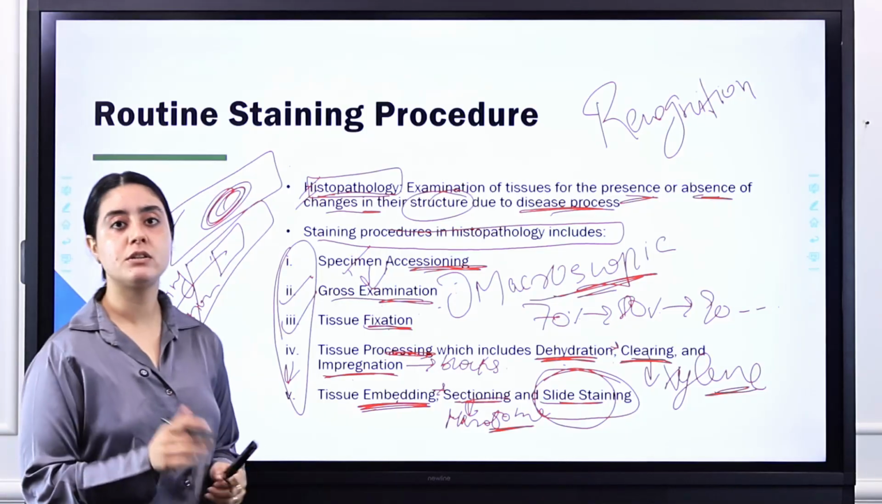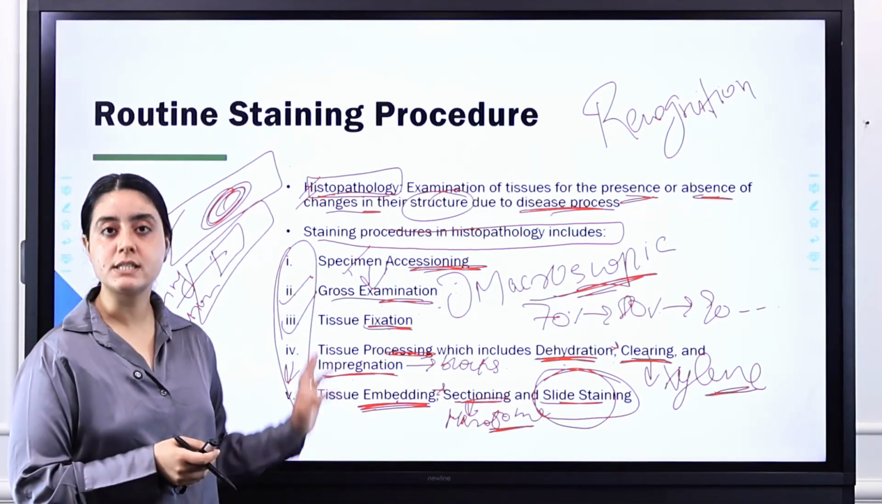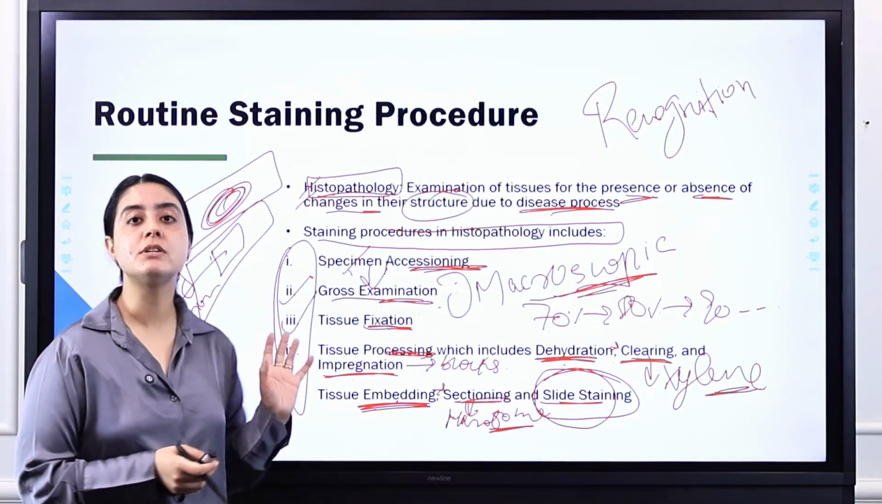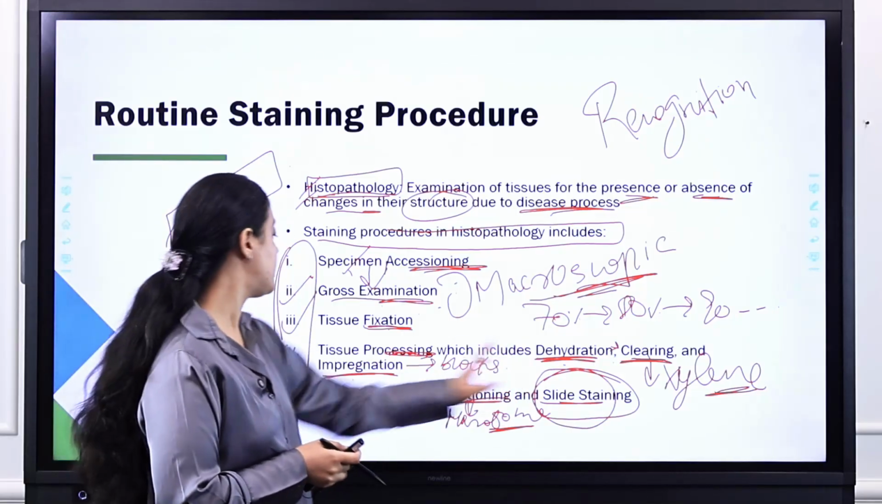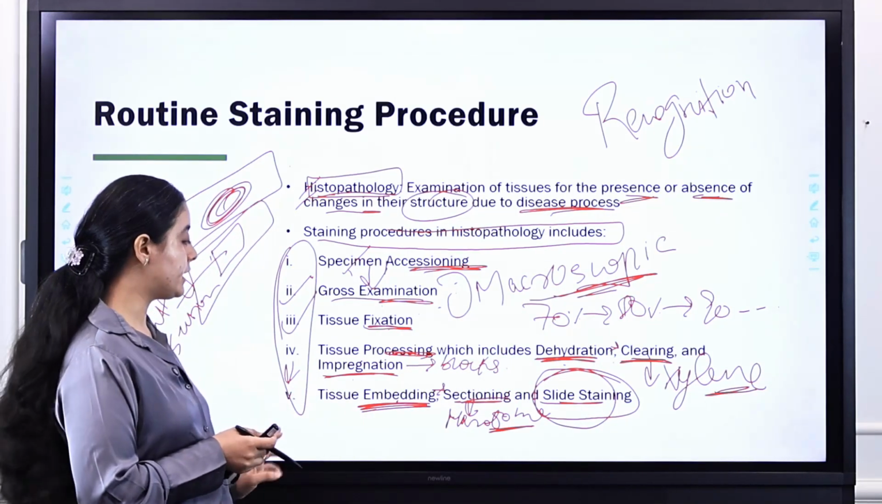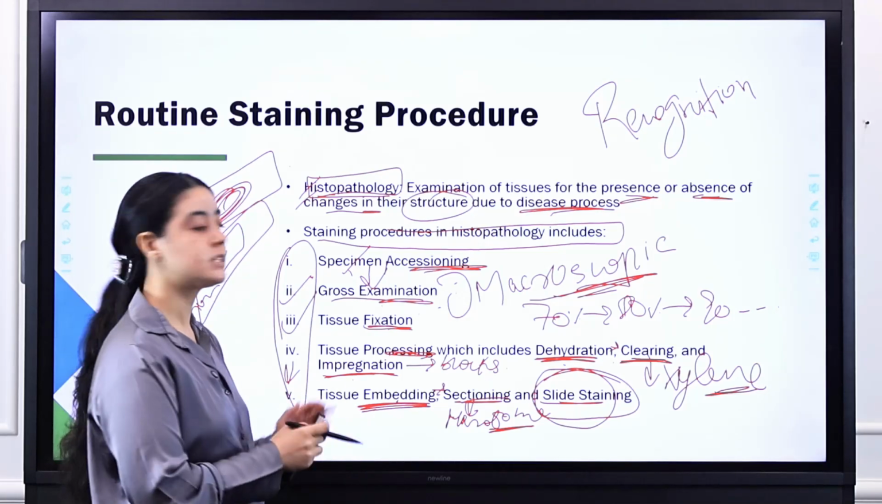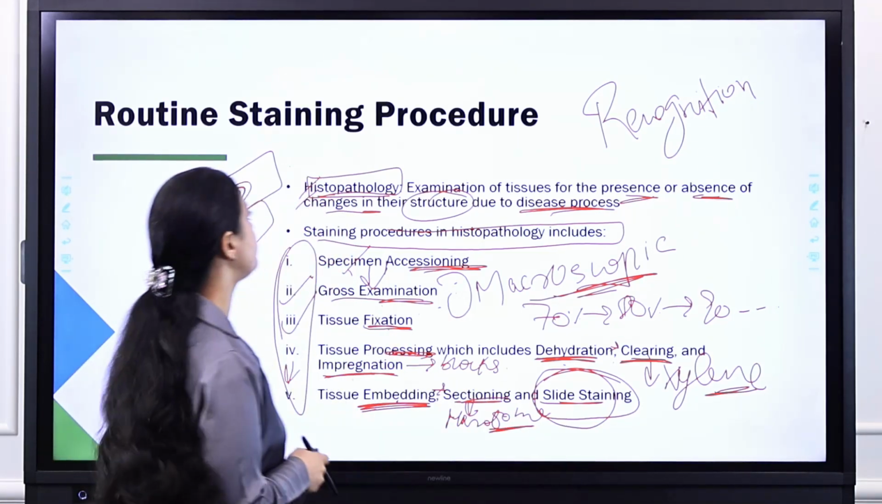First you assess your tissue, what type of tissue it is. Then you proceed towards the gross examination. After that, you fix the tissue, and then you process the tissue with procedures like dehydration, clearing and impregnation. Then finally we do the tissue embedding. After that we proceed towards sectioning, and finally we start with our staining procedures.